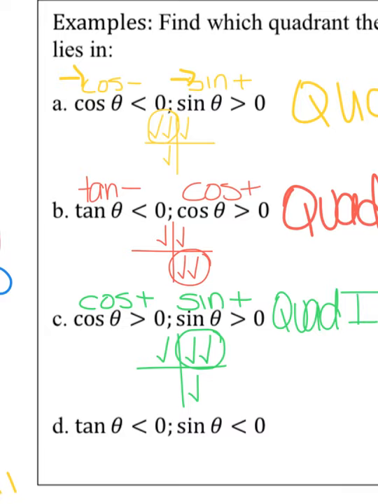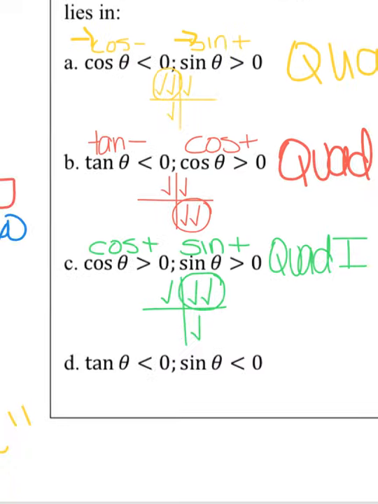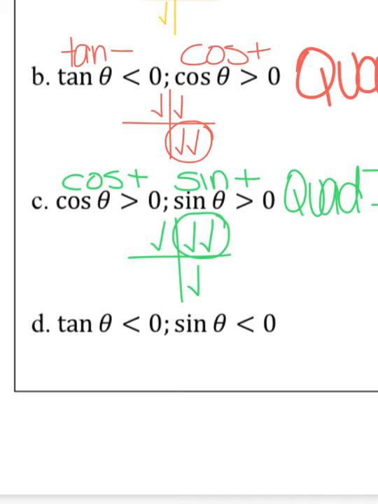Last one. Tangent theta is less than 0. Less than 0 means negative. Sine of theta is less than 0, also means negative. So we're looking for where tangent and sine are both negative. So in quadrant 1, they are both positive. In quadrant 2, sine is positive, which means tangent's negative. In quadrant 3, we have tangent is positive. And in quadrant 4, tangent is negative.